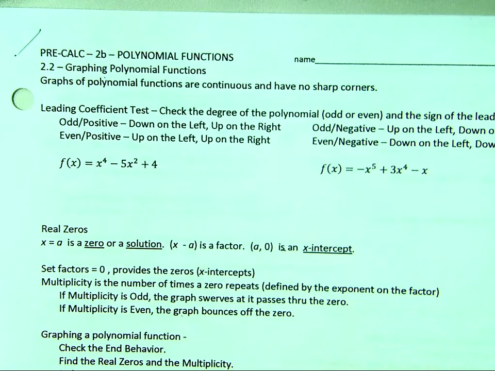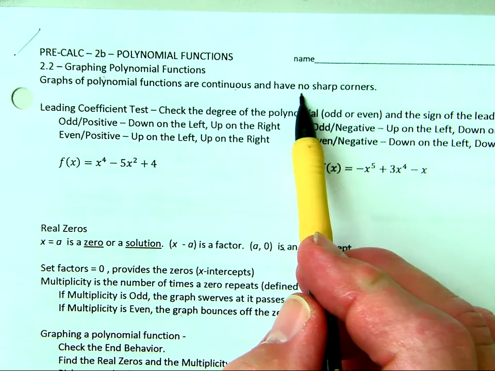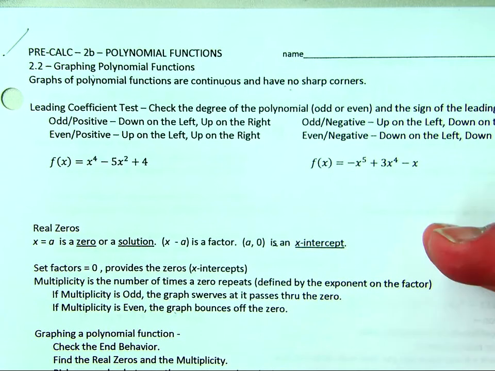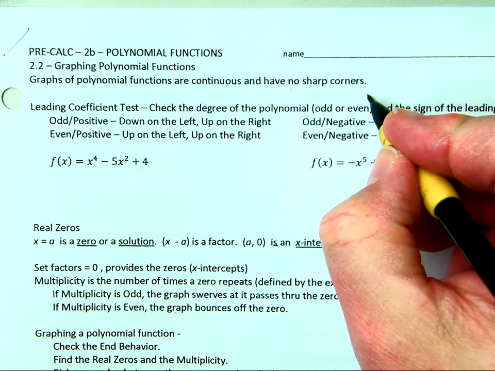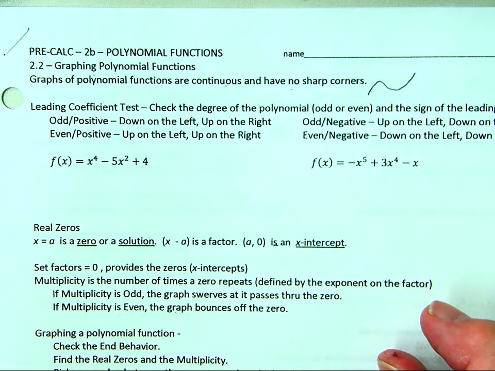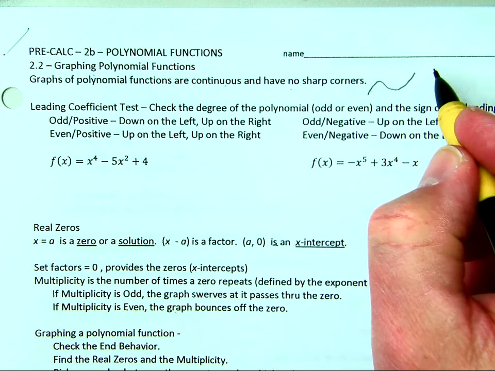First, when you look at the graph of a polynomial function, it's continuous and has no sharp corners. So continuous means there's no breaks in it. There's no gaps. Continuity is a thing that you'll talk a lot about in the beginning of calculus. So continuous just means there's no breaks in it anywhere. So there's no gap, no vertical asymptotes, anything like that. Basically, if you can draw it without picking up your pencil, it's continuous.